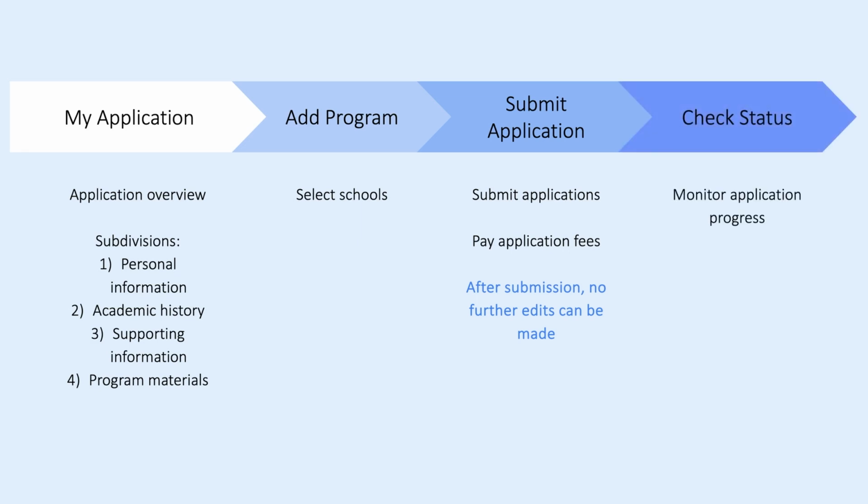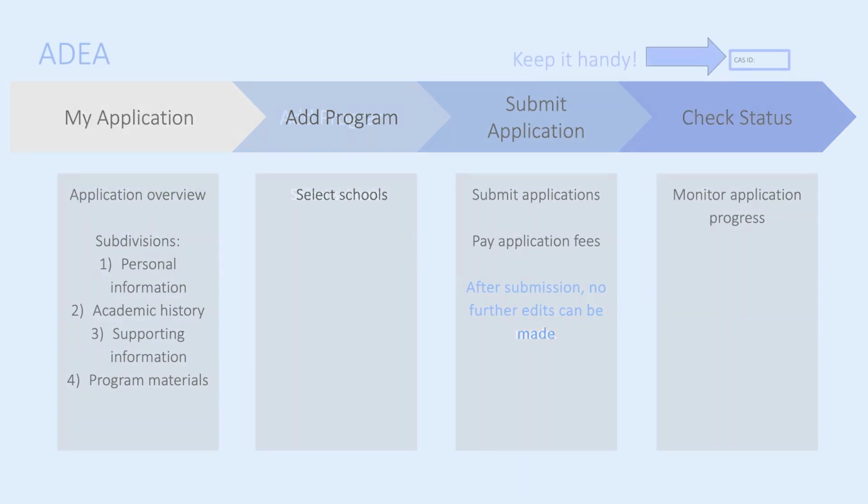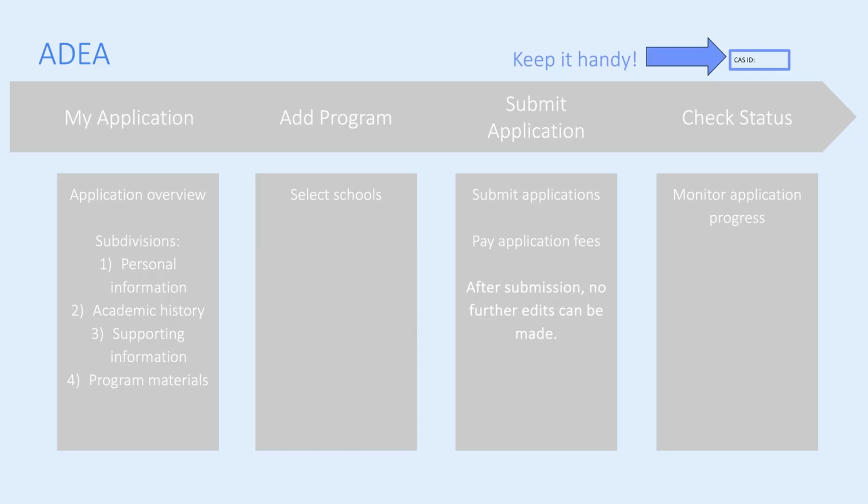The last tab is the Status tab. In this tab, you can monitor the progress of your application. If you look at the top right corner of the page, you can find your ID number. You'll need this for application fees and supplemental questions, so keep it handy.